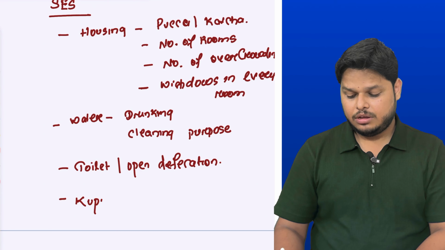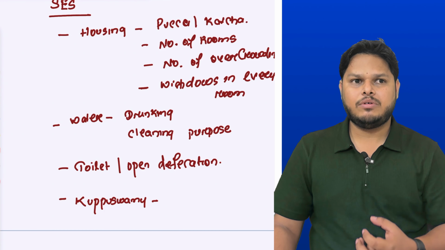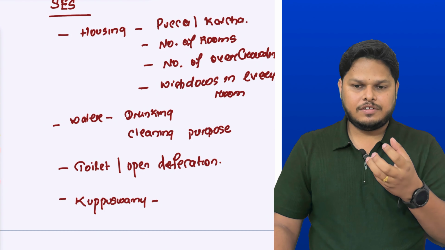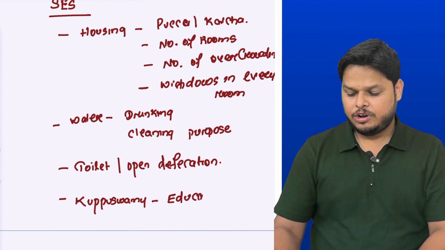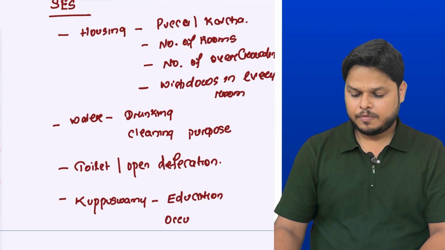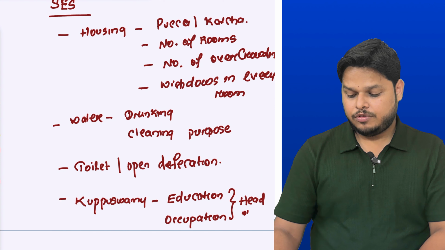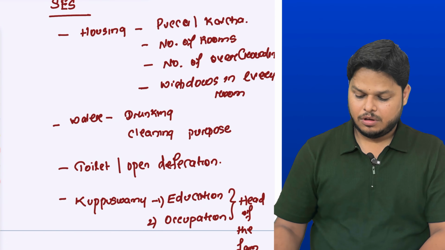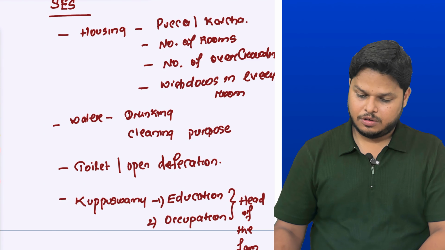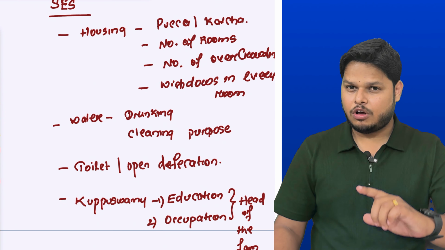Last but not the least, we go for the Kuppuswamy scale. What is that Kuppuswamy scale? It's a scale that gives us an idea where the family is staged, whether it's a lower status, lower middle or high socioeconomic status family. So what all components are there? Education, occupation of the head of the family, one, two. Third, income. Income is not for the head of the family. Income is of the family.